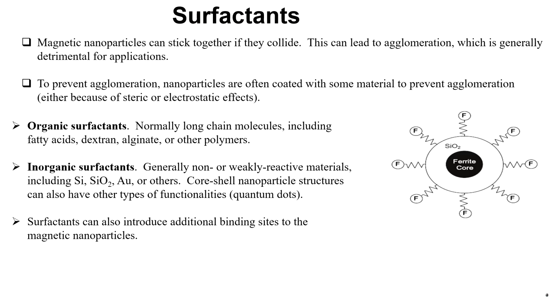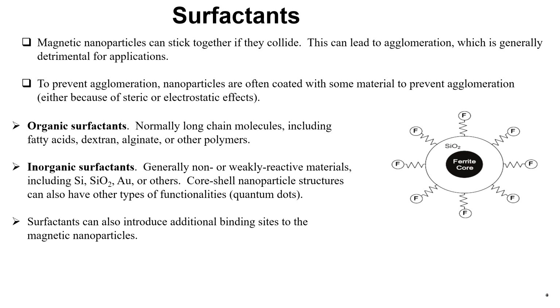So surfactant magnetic nanoparticles can stick together if they collide, and this can lead to agglomeration, which is generally detrimental for application, because then you have a high number of nanoparticles which can be carrying the drug, and then suddenly they burst out, and then it might affect your body very badly, adversely.